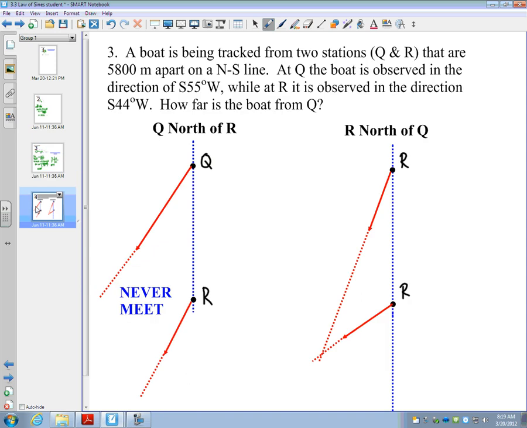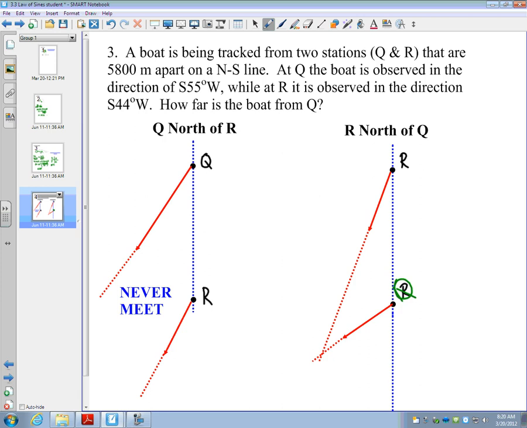Okay. Next up, we have a boat being tracked from two stations, Q and R. There's a mistake on my page here. That should be Q. They're 5,800 meters apart on a north-south line. At Q, the boat is observed in the direction of south 55 degrees west, while at R, it is observed in the direction of south 44 degrees west. How far is the boat from Q?